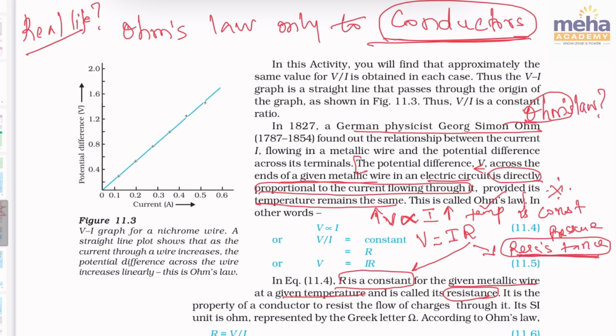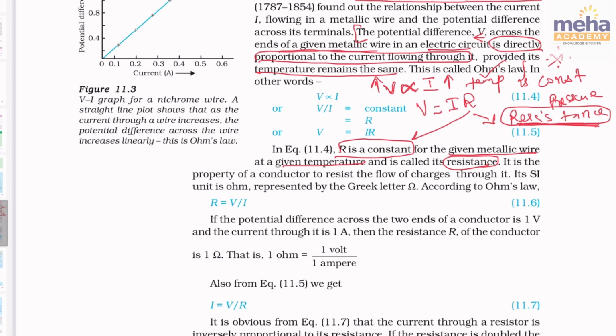Why is there a resistance? So the next question is, explain resistance. So what is resistance? The answer is here. It says resistance is the property of a conductor to resist the flow of charges through it. Now the conductor is a substance which allows the electric current, or the electric charges, to flow through it.